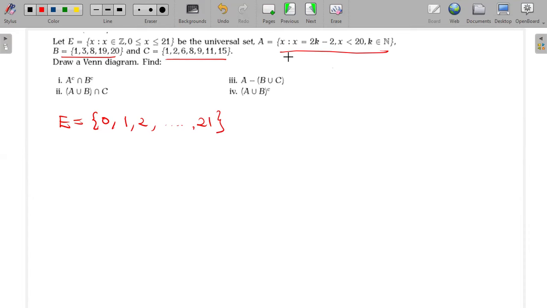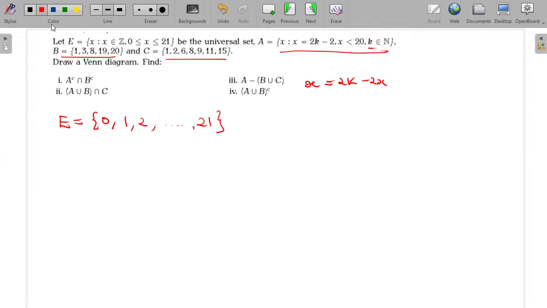Then let's also list set A. Set A has been given as X is equal to 2K minus 2. They're saying K here is a natural number, so we start replacing natural numbers here, starting from 1.